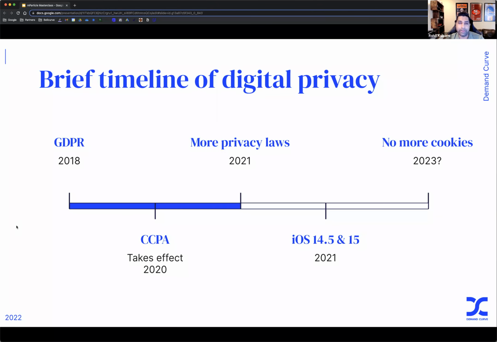Awesome. Thanks, Lance. Hey, everyone. So yeah, just a quick look at the brief timeline of digital privacy, or privacy as we know it, obviously because it is so tightly wound with personalization or any sort of contact with your customers. So as we know, I believe it was May 25th, right? In 2018, GDPR officially was live, if you will.